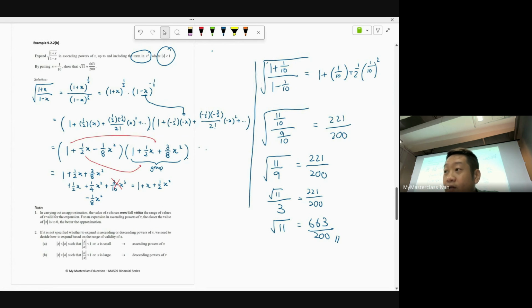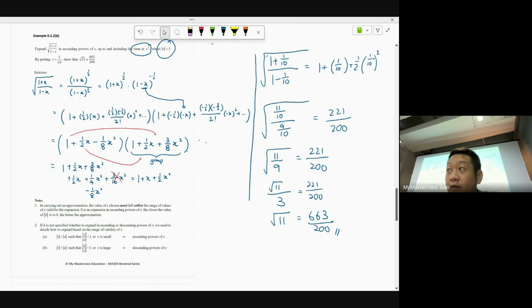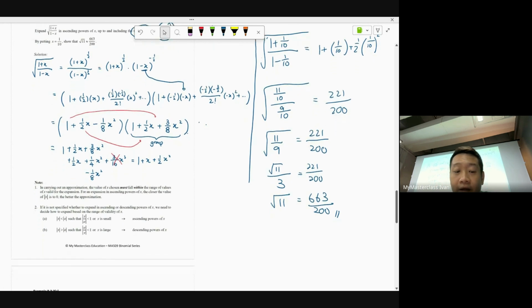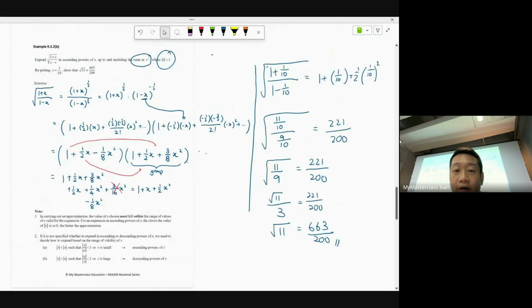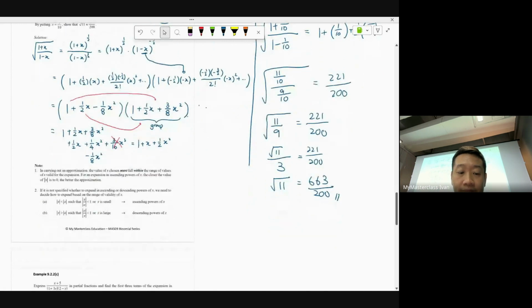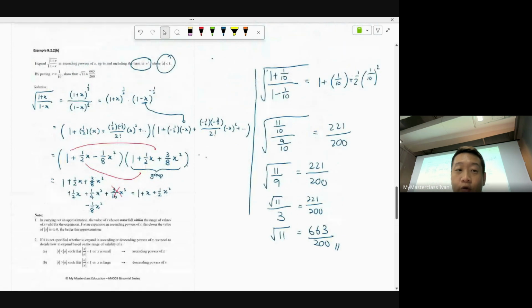Okay, so binomial is really very, very mechanical. Just make sure you do the steps correct, key your calculator correct, and then you'll be on the right track. Okay, so this is one use of binomial.